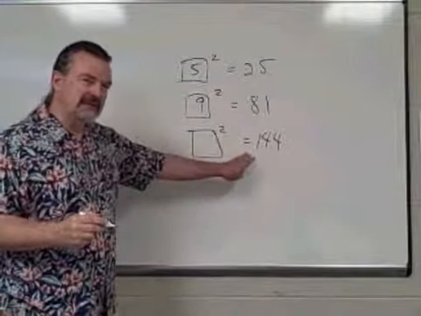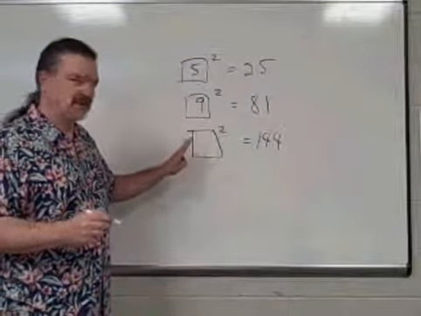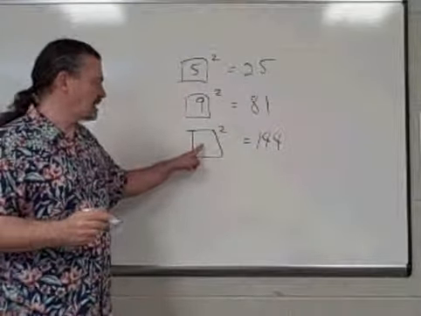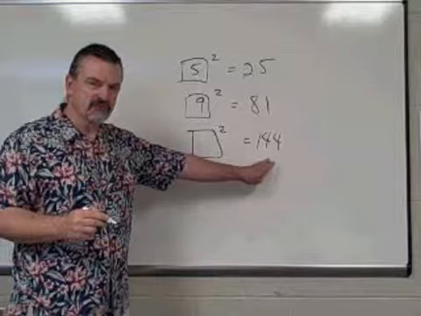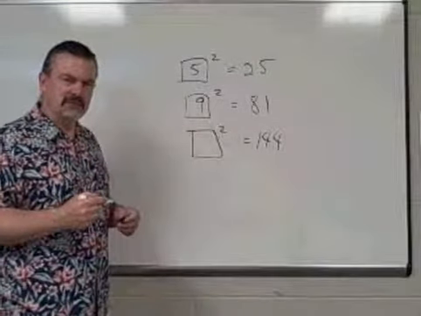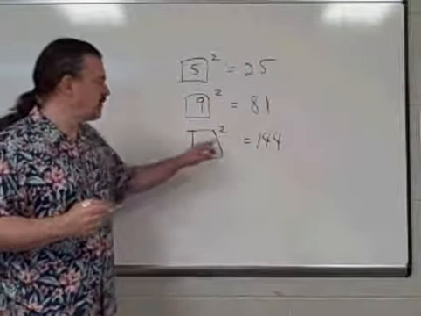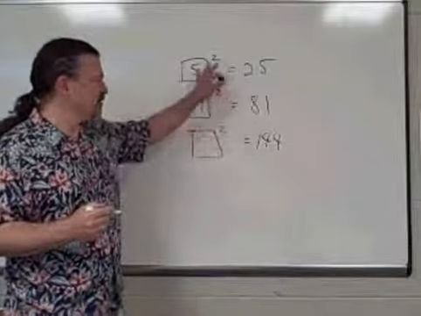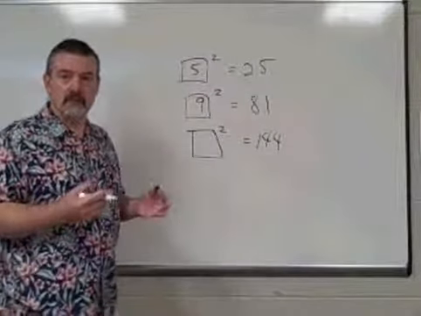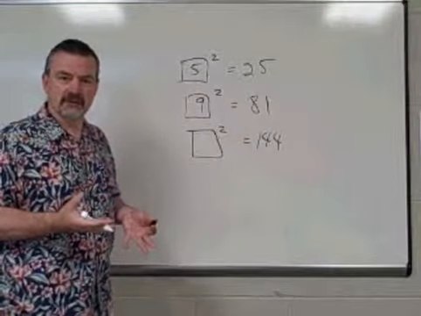Well, now, what about filling in this blank? What about answering this question? What can we square that makes 144? That one might be a little more difficult. We may not know this one as easily as we knew the other two. Well, that's where we could use our calculator, couldn't we?